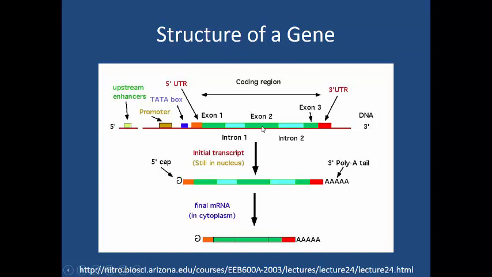We know that the gene is transcribed to form pre-mRNA. That's what I already mentioned on the previous slide. We know that those introns get spliced out, and this is the final transcript with the 5' cap and the 3' tail that ultimately goes out into the cytoplasm and then gets translated into protein.